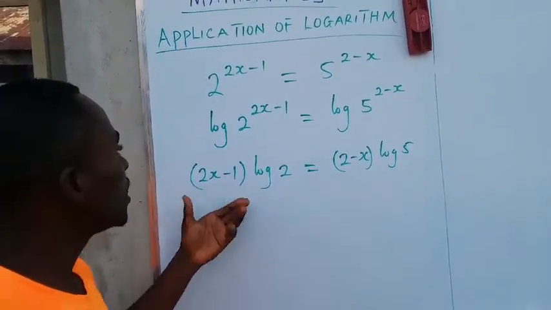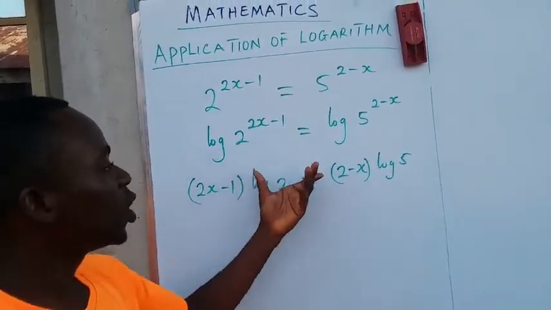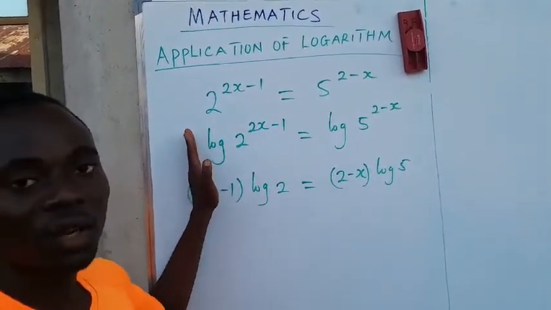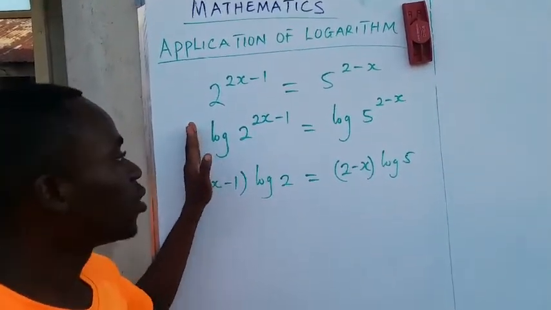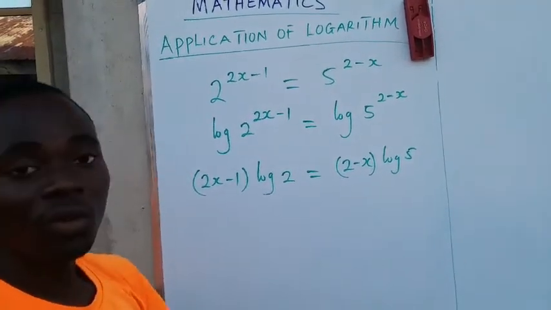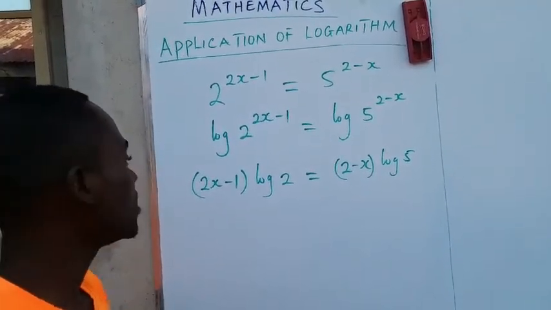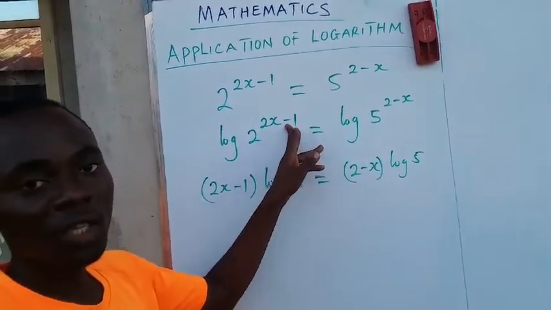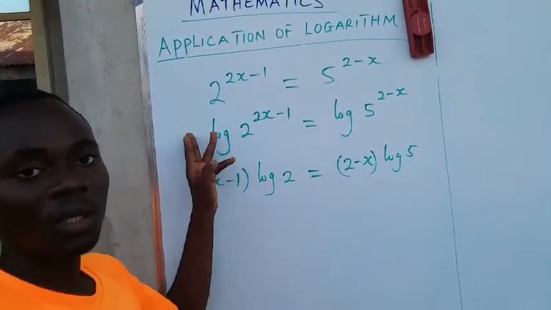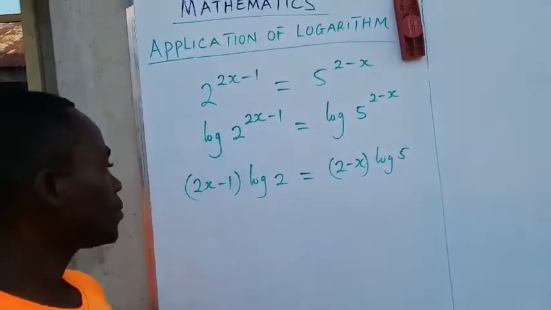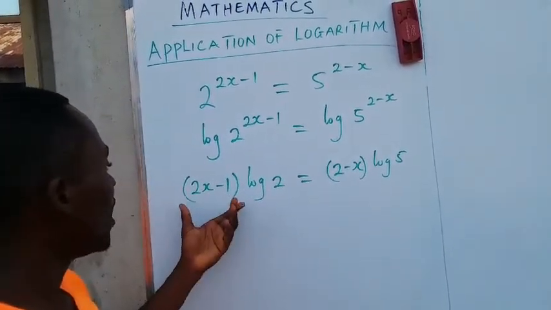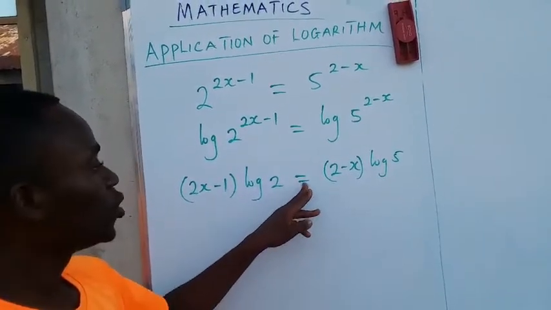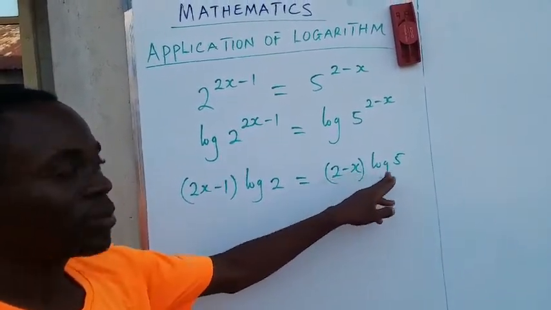So now we have applied the law of logarithm, which says the power of a logarithm can actually multiply the logarithm. It's permissible. That is one of the laws of logarithm, sorry, not indices. So by that law, we have been able to translate the power of this logarithm to become the coefficient of the logarithm rather. So now we have 2x minus 1 multiplied by log of 2 to be equal to 2 minus x multiplied by log of 5.